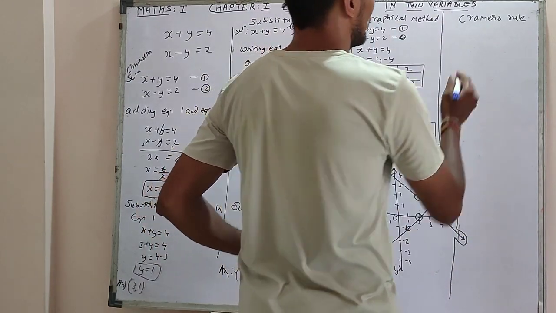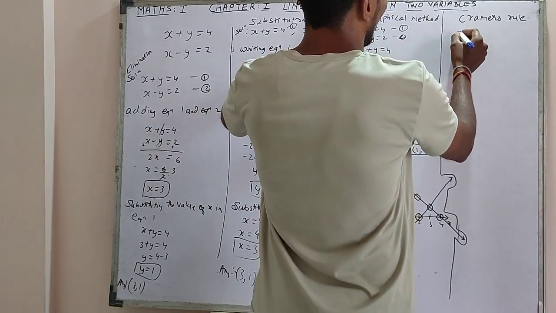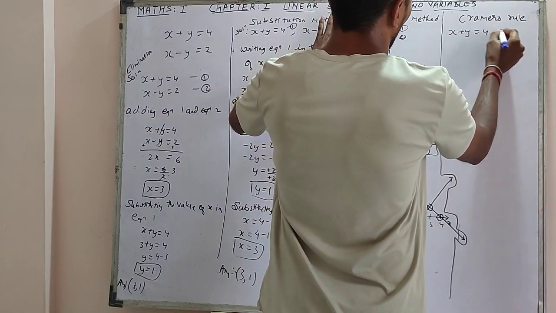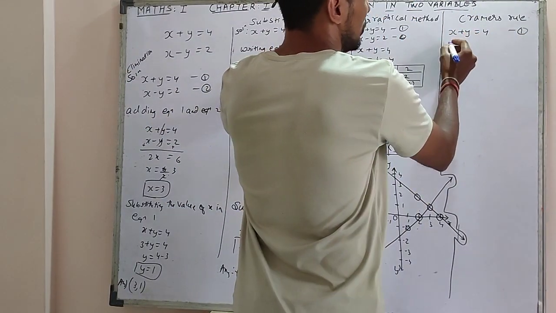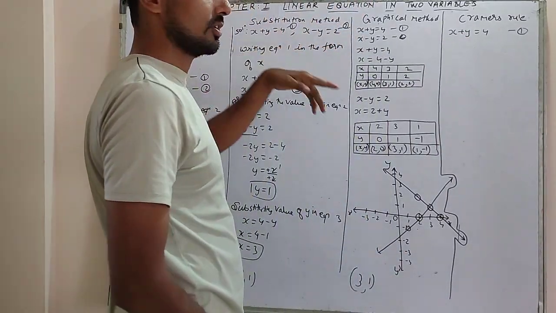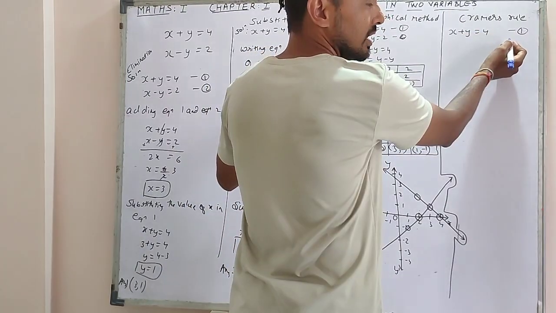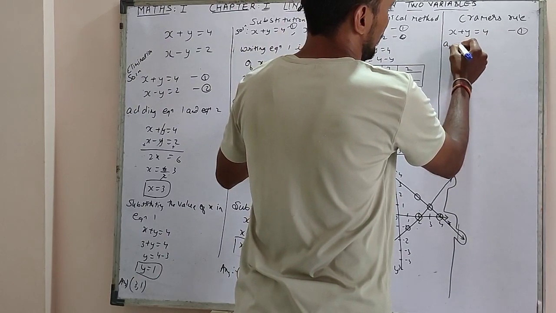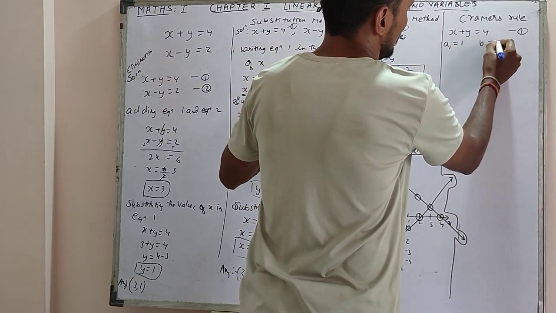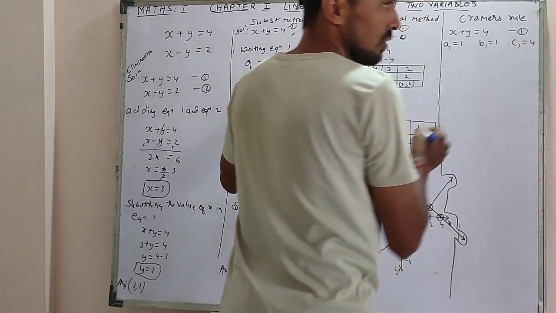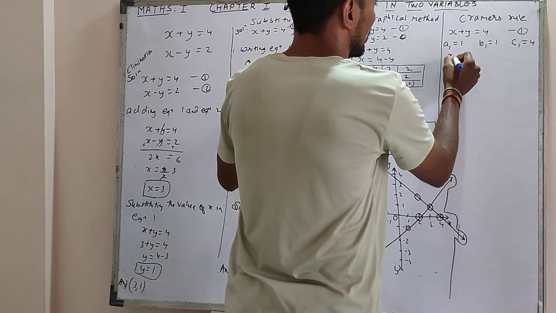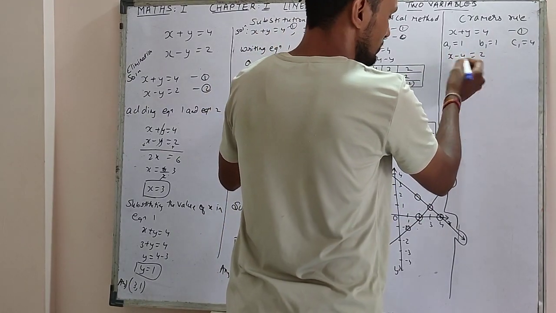This is the design. Once again I'm going to write down the equation. It is x plus y is equal to 4. It is equation 1, in the form of ax plus by is equal to c. So since it is equation 1, I'll write a1 is equal to 1, b1 is equal to 1, and c1 is equal to 4. Next is the second equation, x minus y is equal to 2.